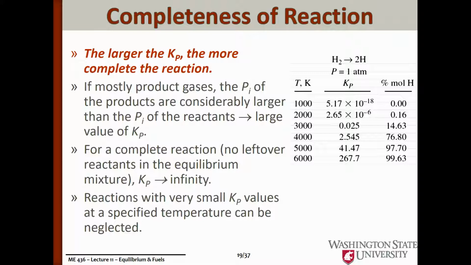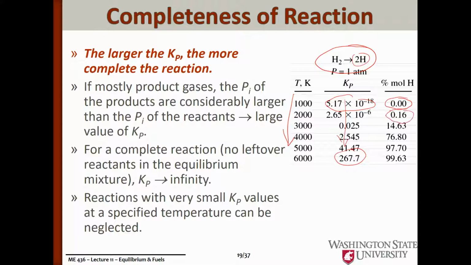The completeness of the reaction, I hit on this already. This is just to say that the larger the number, the more the reaction moves in the forward direction. So in this example of hydrogen dissociating into individual hydrogen atoms, the higher temperature you go, the larger the equilibrium constant gets, and you get more and more individual hydrogen versus diatomic hydrogen.